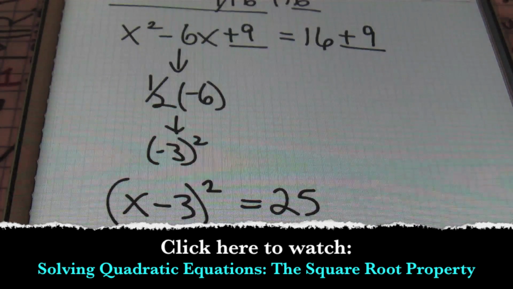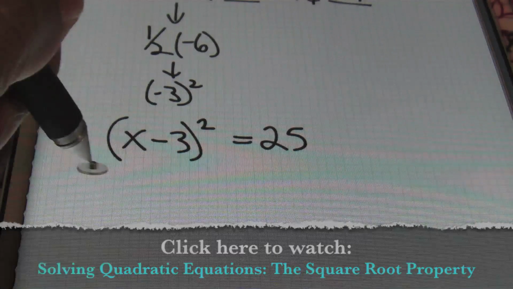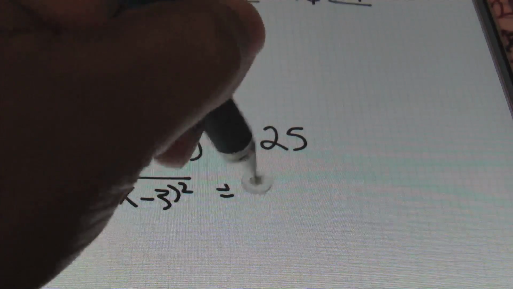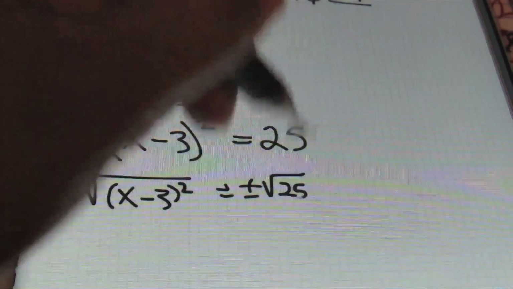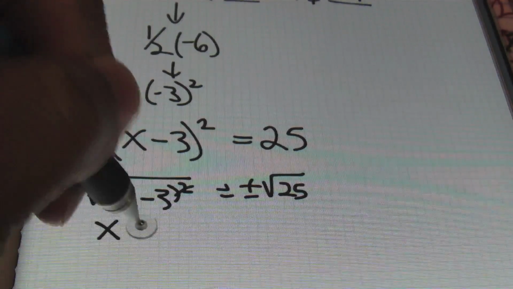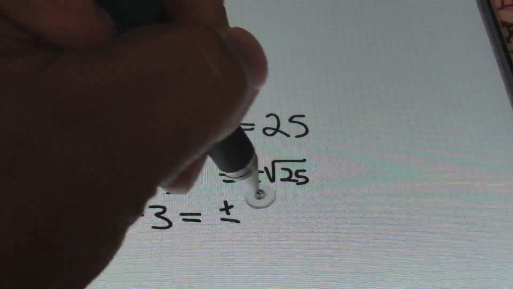Alright, so this is what I'm about to do. I'm going to take the square root of both sides. So I'll say the square root of the quantity x minus 3 squared equals plus or minus the square root of 25. Then on the left side, my square root and square cancel out. I'll be bringing down x minus 3, which now equals plus or minus 5.